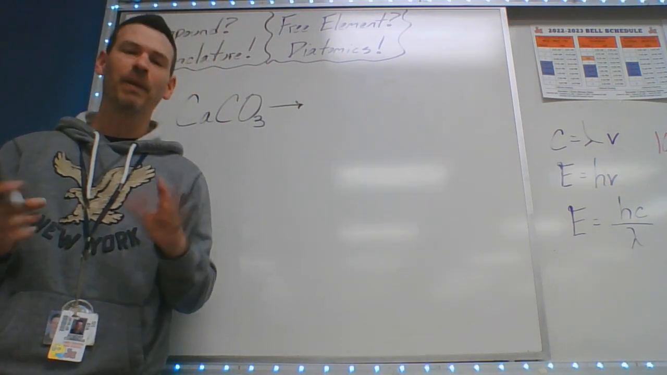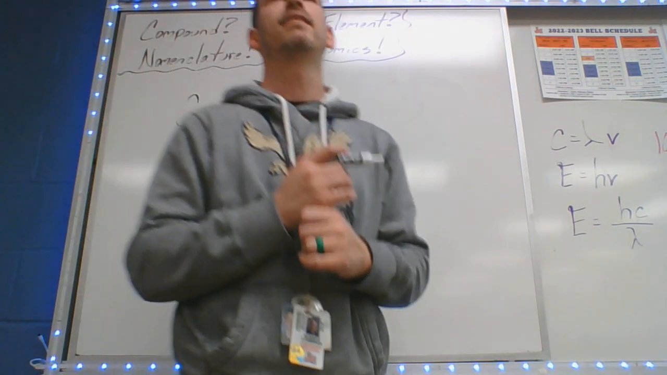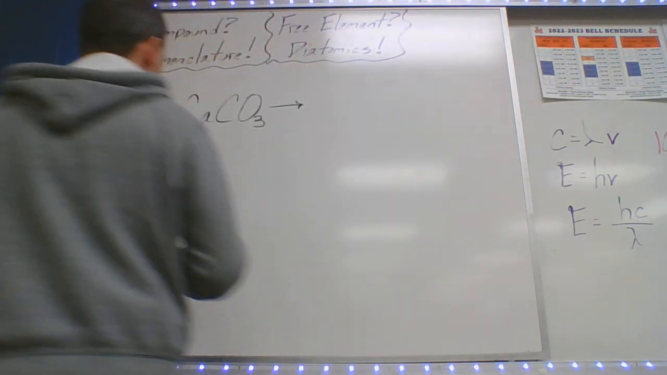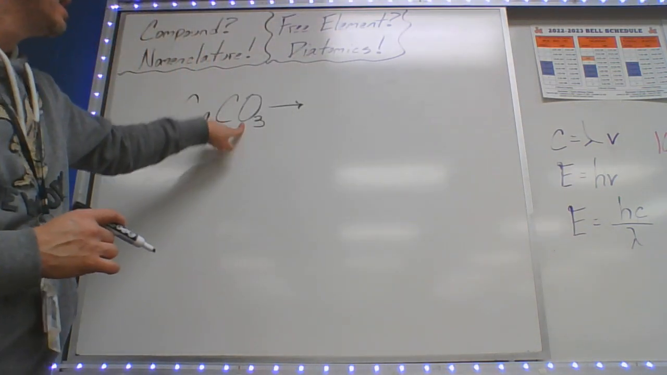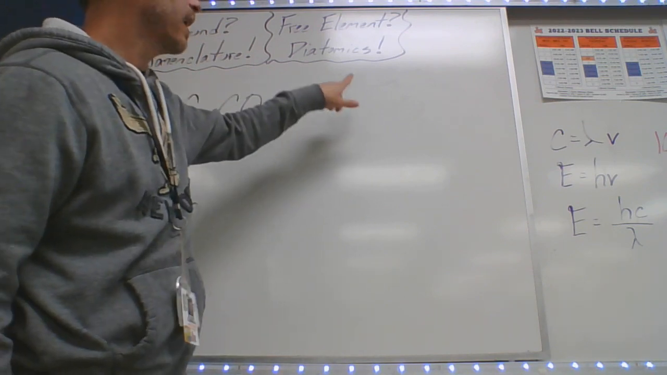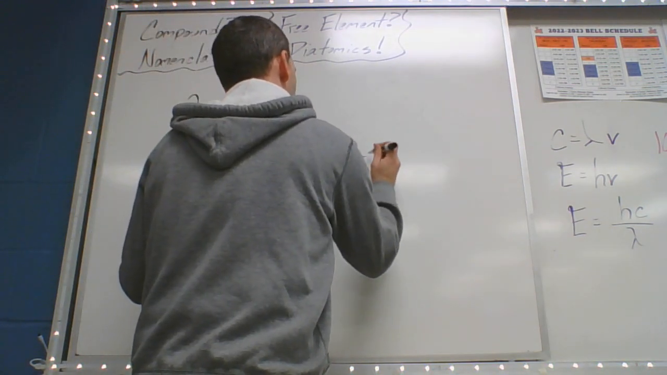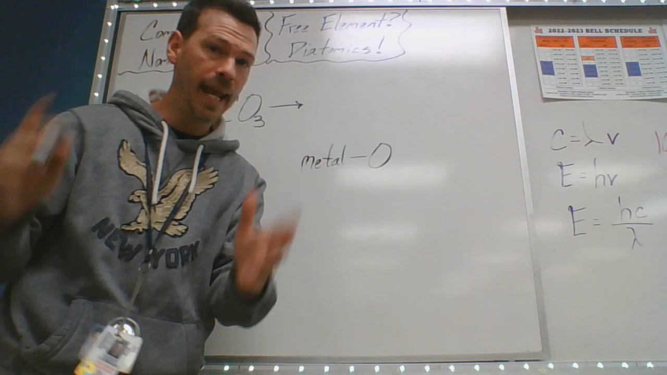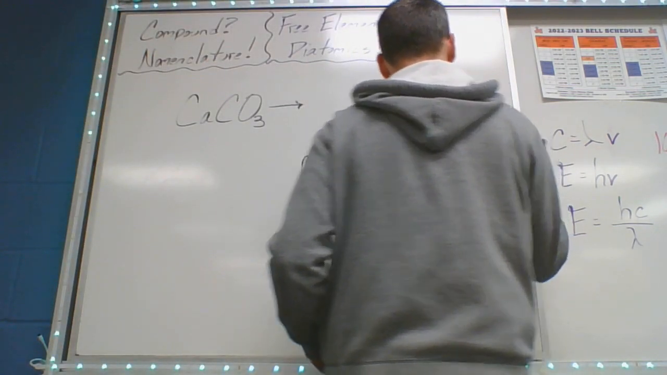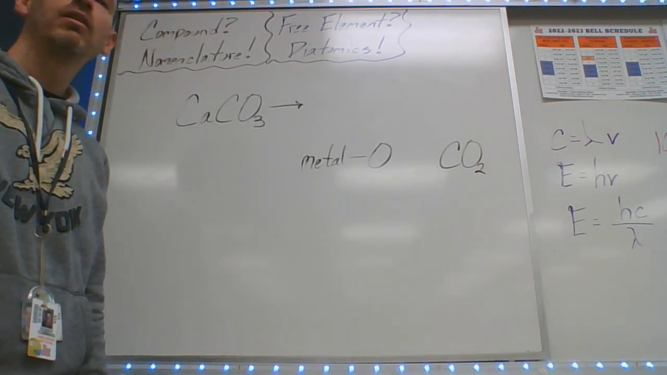Carbonates do weird things, but it's easy because you just look at your packet. Look at the third sentence under decomposition and let's see what it says. It says that metal carbonates decompose into metal oxides, metal bonded to oxygen, and carbon dioxide. Those are the 2 things it says that you're always going to have.